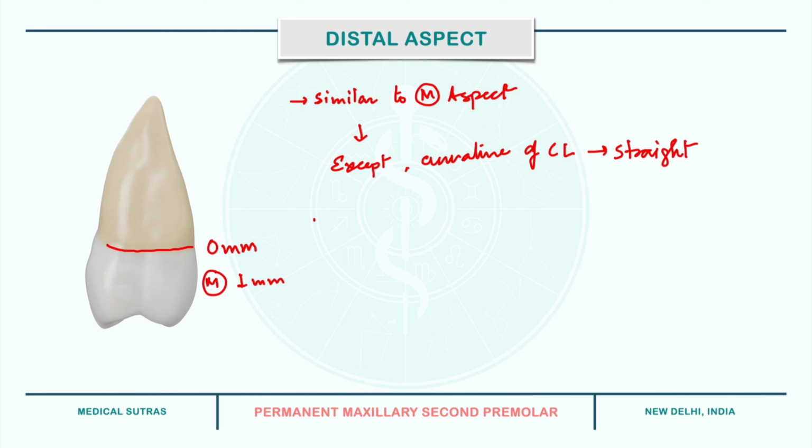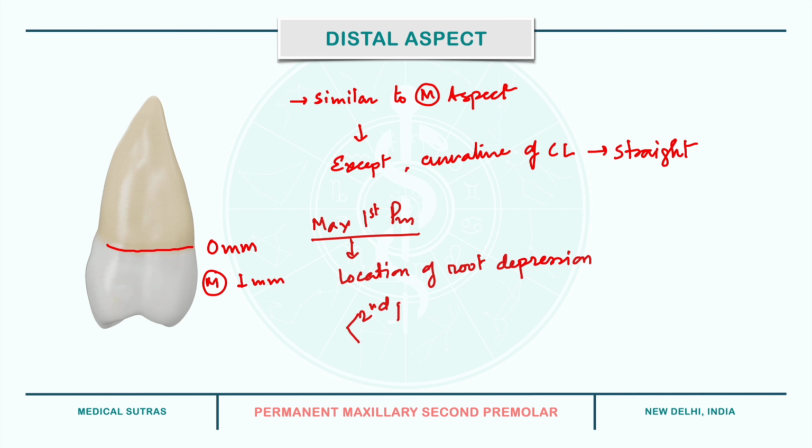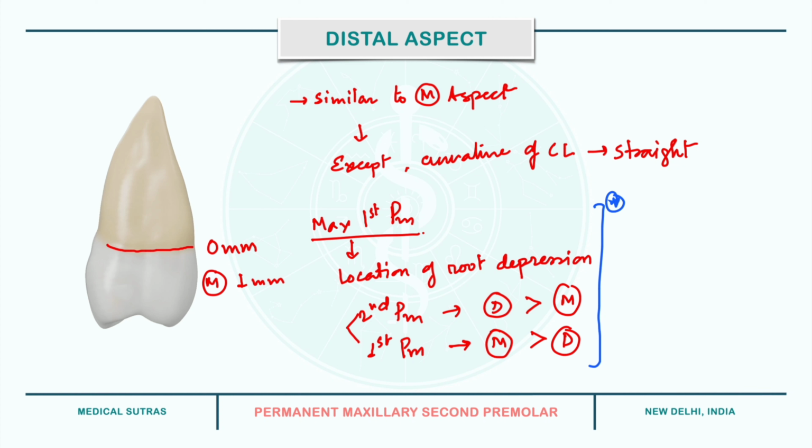Now when we compare to maxillary first premolar, the key difference is the location of root depression. In maxillary second premolar, the root depression on the distal side is greater than the mesial root depression, while in maxillary first premolar, the depression on mesial surface is greater than the distal root depression. This point also has great clinical significance in periodontics, especially during scaling and root planing. A proper knowledge of where these depressions are facilitates appropriate selection of periodontal instruments during scaling and root planing.